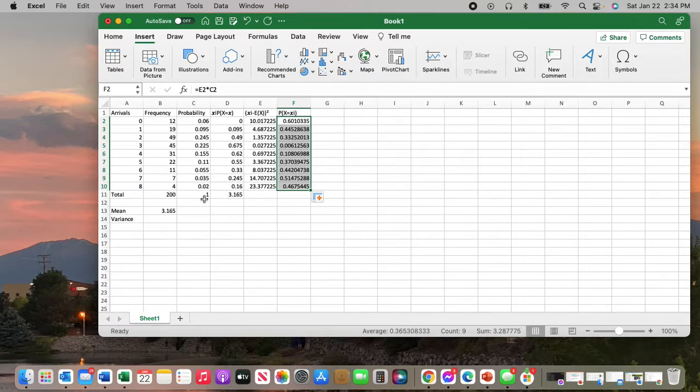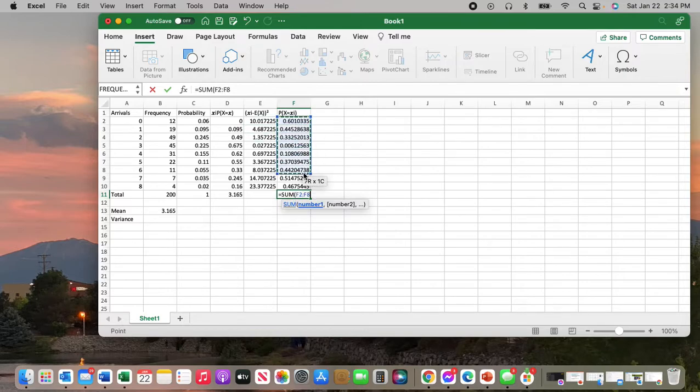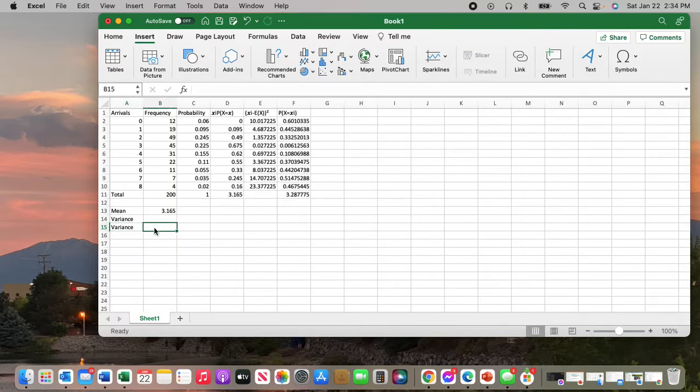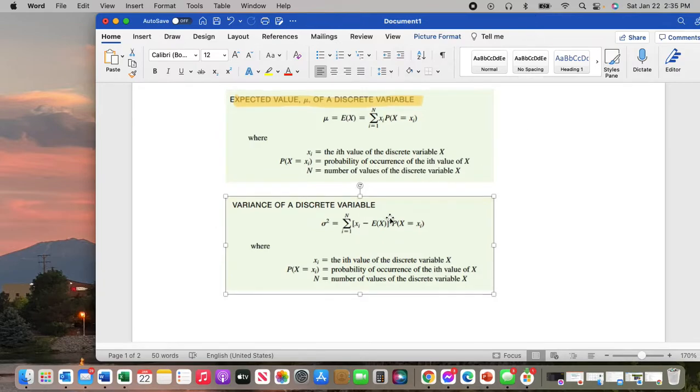Now that we have that, if we look at the formula, it says that we need to add up all of those values. So once again, I'm just going to type equal sum, and then include all of this, and that will find my variance. So here is my variance. My variance is going to equal 3.28775.